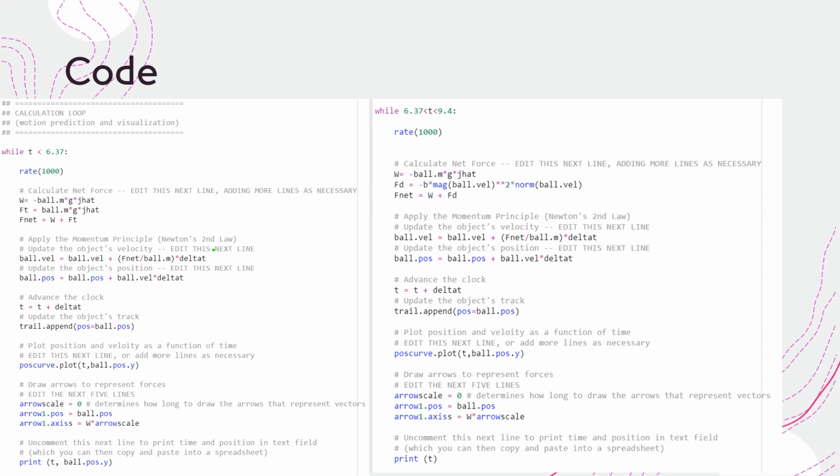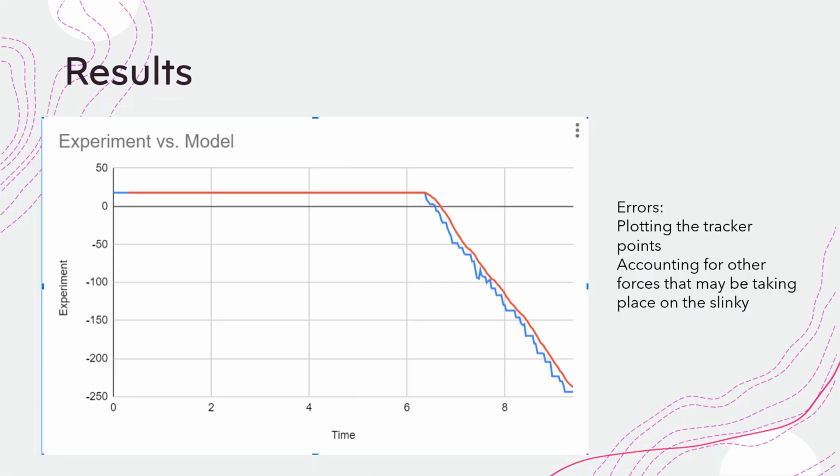As we can see in this graph, the experiment versus the model predictions of this experiment are quite similar. However, there is some discrepancy, and this could be due to possible sources of error, such as plotting the Tracker points or accounting for other forces that may be taking place on the Slinky throughout the video.